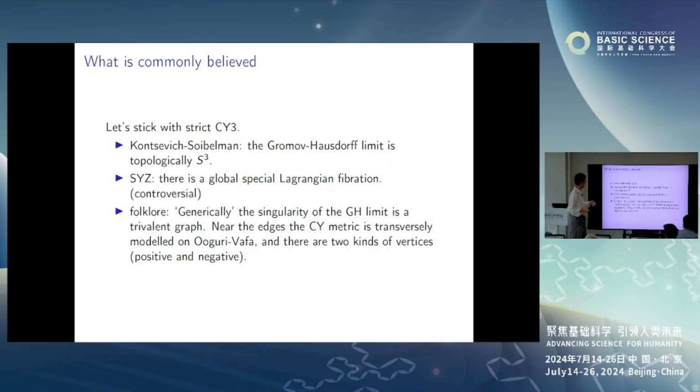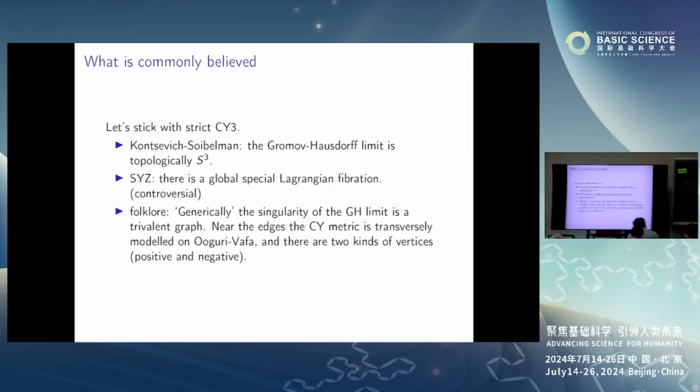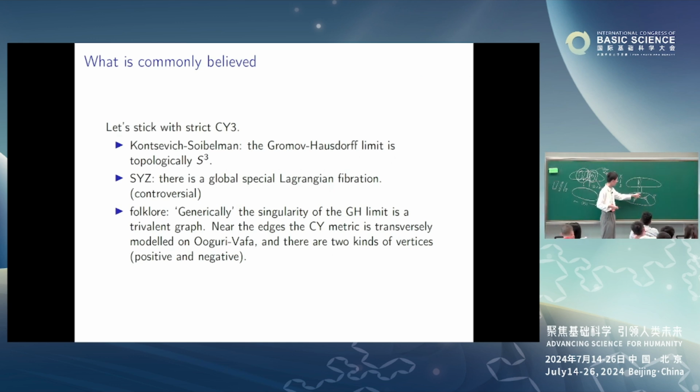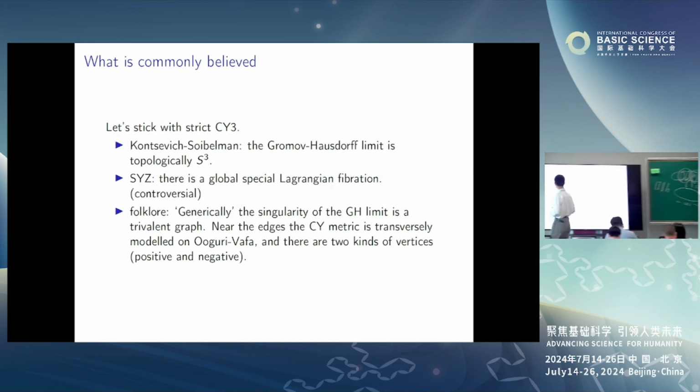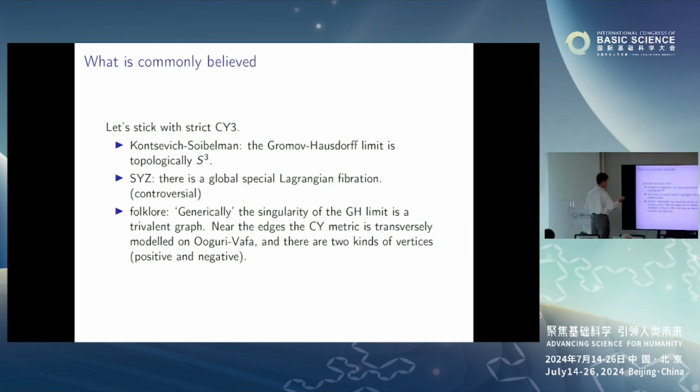So what's believed is basically what I explained there. That's the most optimistic hope, that for strict Calabi-Yau threefolds, you get this S3 as the base of the SYZ fibration, and you get this discriminant locus, which is a thickening of the trivalent graph, and you have these local models, modeled on those kinds of local constructions.